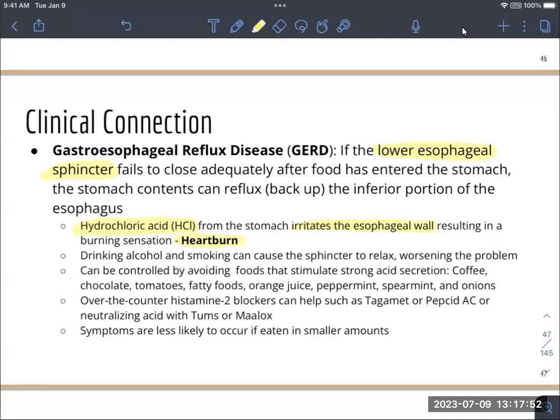Drinking alcohol and smoking can cause that sphincter to relax. It worsens the problem. Certain foods like coffee, chocolate, tomatoes, fatty foods, orange juice, peppermint, spearmint, and onions stimulate more acid secretion. By stimulating more acid secretion, if that lower esophageal sphincter doesn't close completely, it increases that heartburn. There are different over-the-counter medications like Tagamet, Pepcid AC, Tums, and Maalox that can help neutralize some of the acids in the stomach to help prevent this. It's also been found that symptoms are less likely to occur if people swallow smaller amounts of food at a time. Don't swallow huge loads of food.